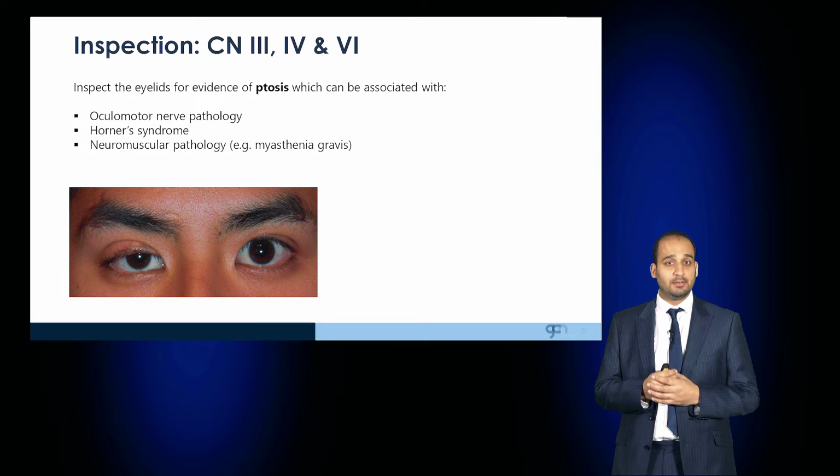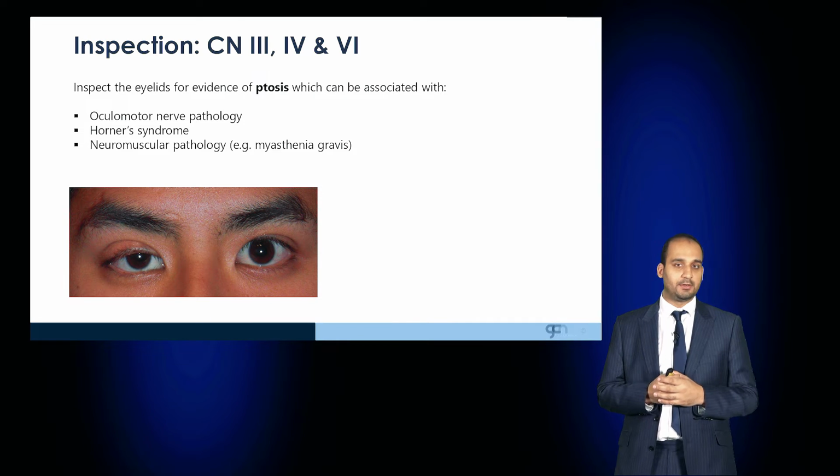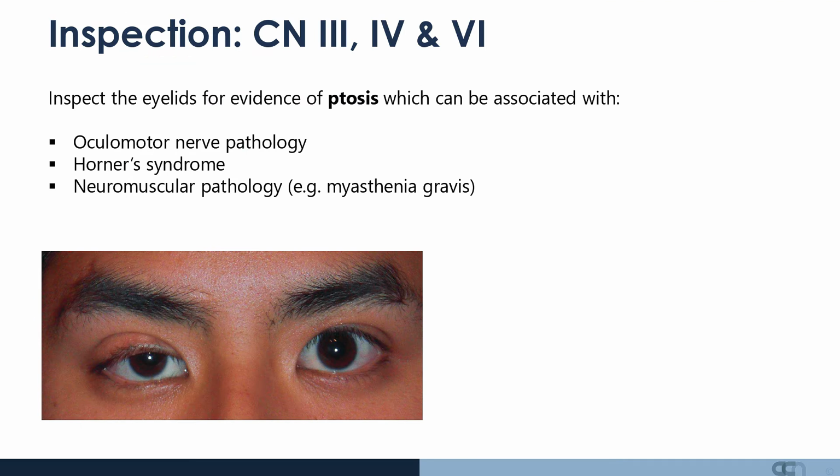So on inspection, observe very carefully for ptosis, and in this patient you can see right-sided ptosis. This may occur due to oculomotor nerve palsy, which affects the levator palpebrae superioris, or as a result of Horner syndrome, or neuromuscular pathology such as myasthenia gravis.